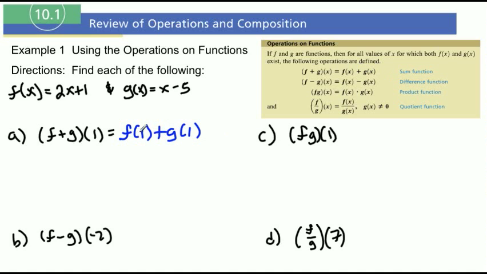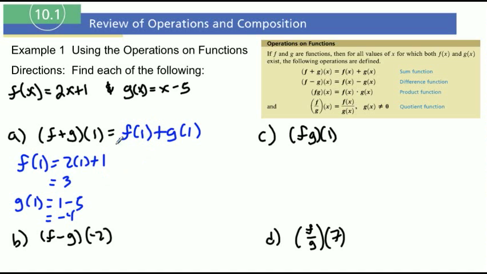So really, let's just find f of 1 and let's find g of 1. Well, f of 1 is this guy right here, right? So if I want to find f of 1, then that means I need to plug in 1 for x, right? Because I'm replacing all of the x values with 1. So I get 2 times 1 plus 1, which is simply 3. And then if I want to find g of 1, then that means I'm going to replace all the x's with 1. So that's 1 minus 5. So that's just negative 4.